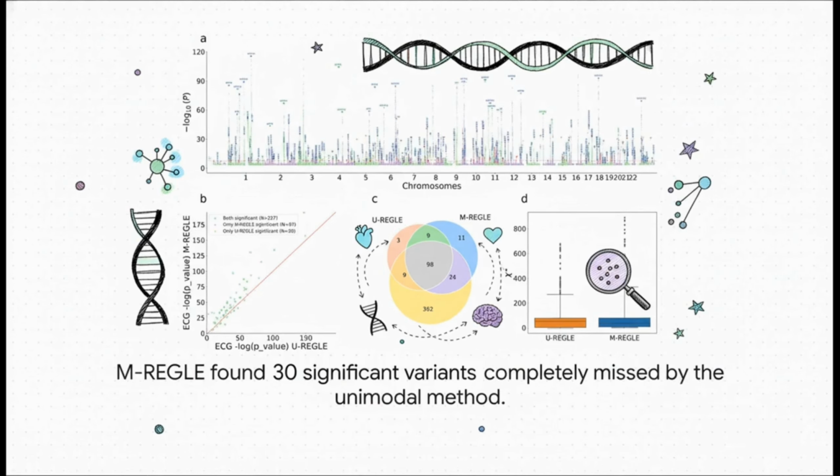Let's actually quantify this, because the numbers are pretty staggering. So mRegl confirmed 122 known genetic links, which is great, but it also found 20 totally new ones. And get this, it found 30 genetic markers that were completely invisible when scientists looked at each data stream on its own. That's not just a little better, that's a whole new level of discovery.